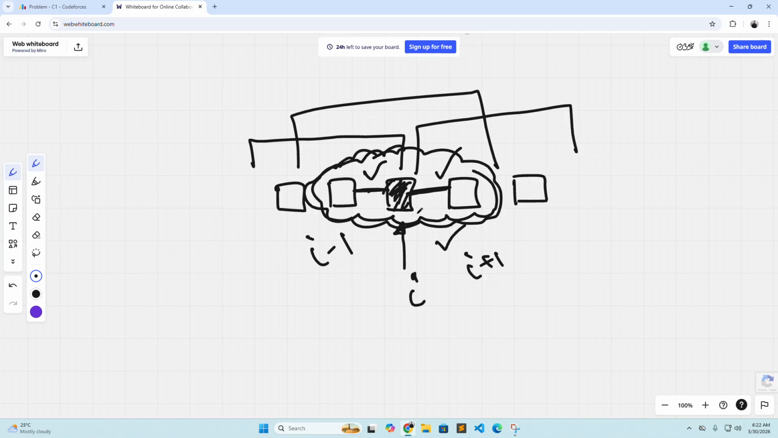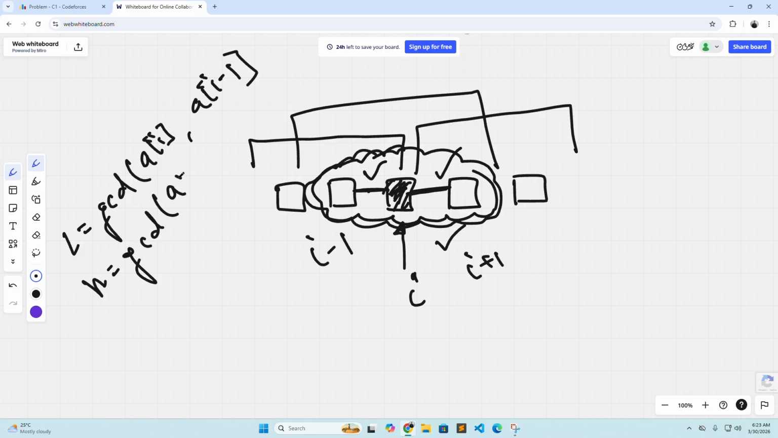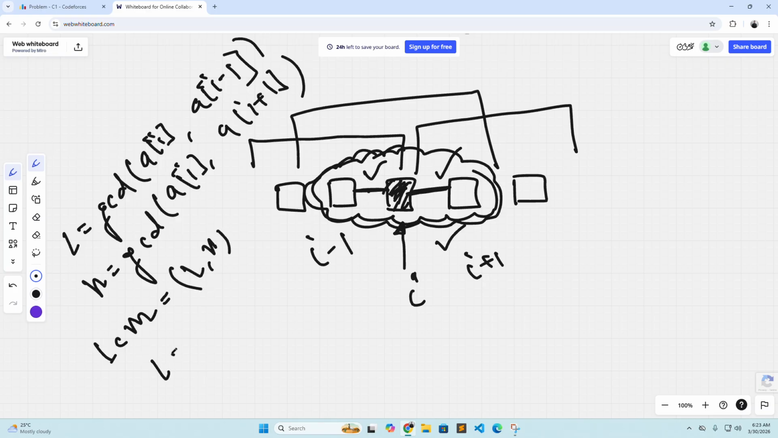So how can we ensure that after changing the ith index, the GCD of the three elements doesn't change? We take L as the GCD of a of i and a of i minus 1, and R as the GCD of a of i and a of i plus 1. If we take the LCM of L and R, and if the LCM is less than a of i, we can change the value.